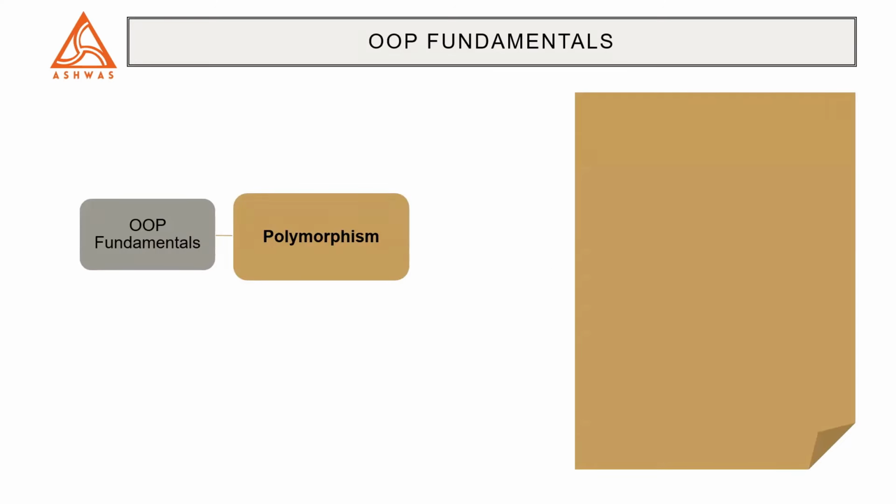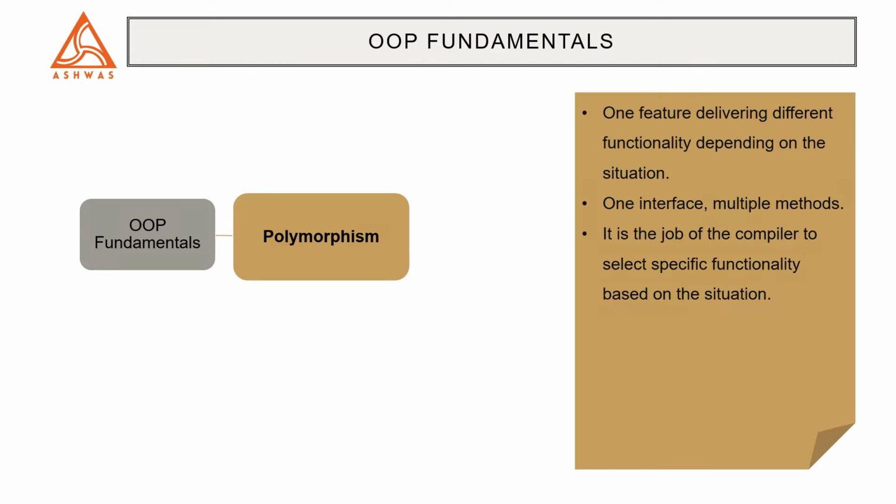So let's do a quick recap. Polymorphism is one feature delivering different functionality depending upon the situation. One interface having multiple methods and each method invoking a separate functionality. It is the job of the compiler to select specific functionality based on the situation. So everything rests on the compiler here.